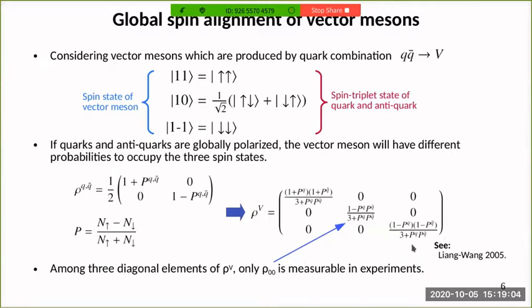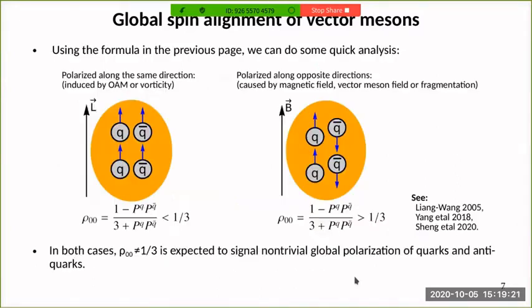This equation has been derived in Yin, Liang, and Wang's paper. And among the 3 diagonal elements, only rho 0,0 is measurable in experiments. Using the formula on the previous page, we can do some quick analysis. If the polarization is induced by the global orbital angular momentum or the global vorticity, then quarks and anti-quarks are polarized along the same direction. So according to this equation, rho 0,0 will be smaller than 1/3.